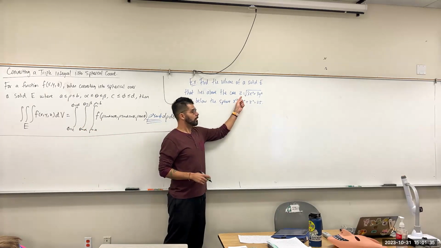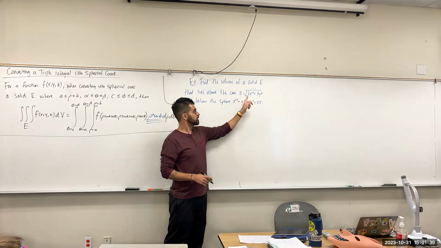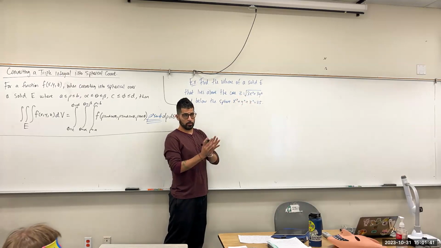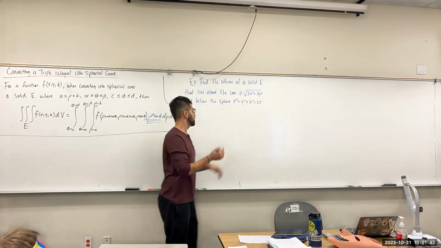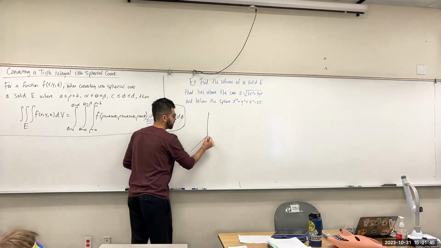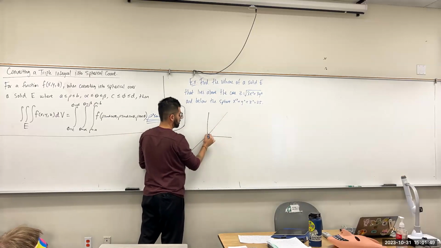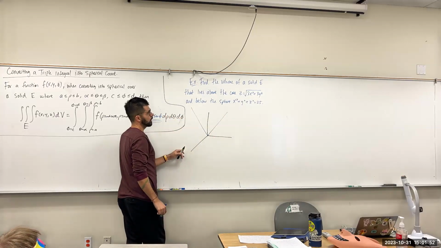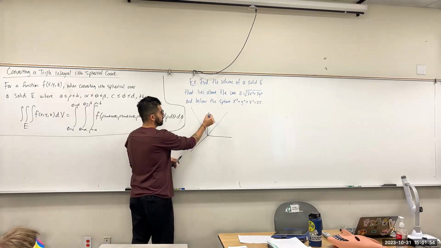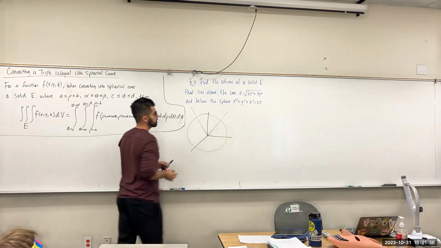Is this cone facing upward or downward? The square root is positive, right? So z has to be positive. So let's see, I try to get a sketch here. I got a cone that's going up, and then I have my sphere like this.